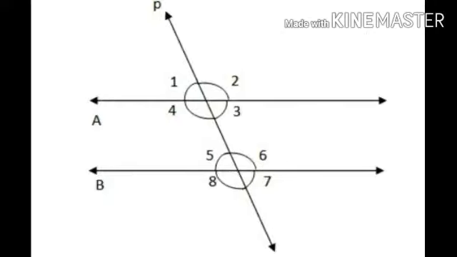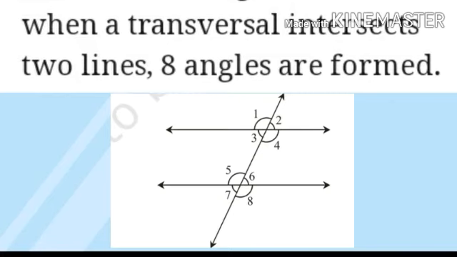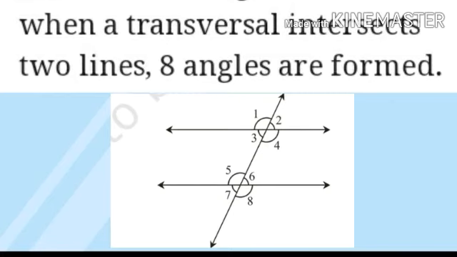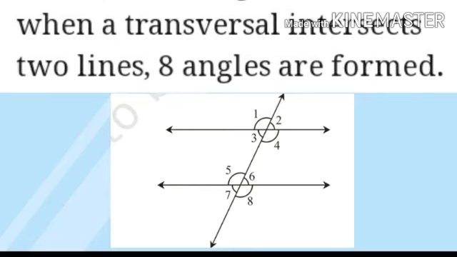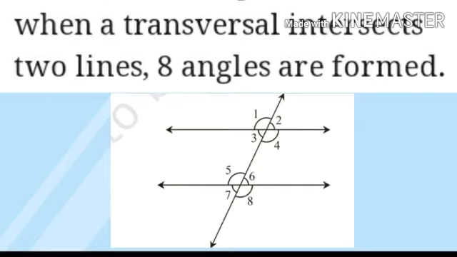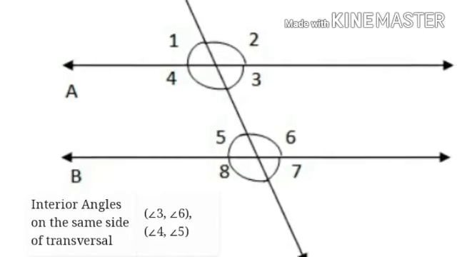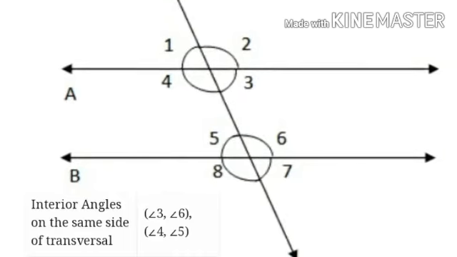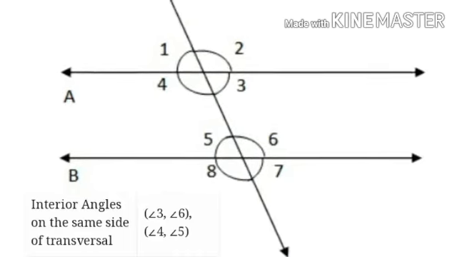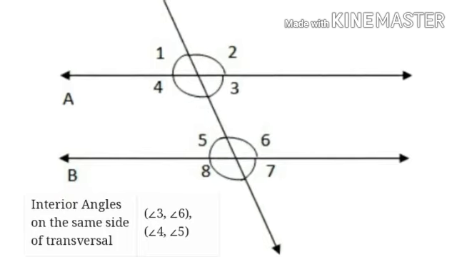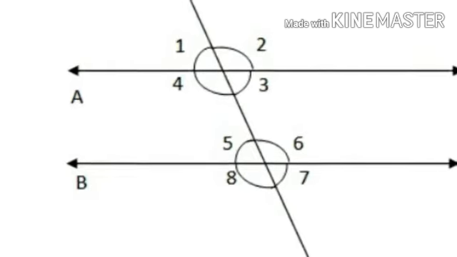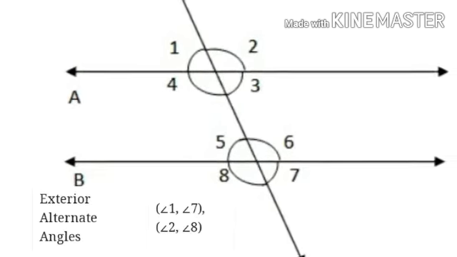When a transversal intersects two lines, eight angles are formed. Angle 1, angle 2, angle 3, angle 4, angle 5, angle 6, angle 7 and angle 8. These are the 8 angles formed. Now, interior angles on the same side of the transversal are angle 3 and angle 6, and angle 4 and angle 5.